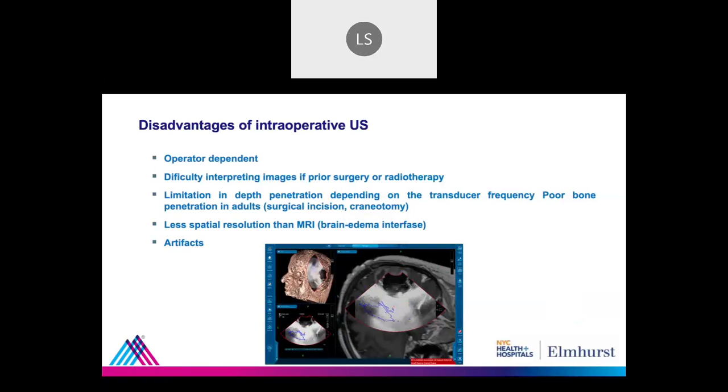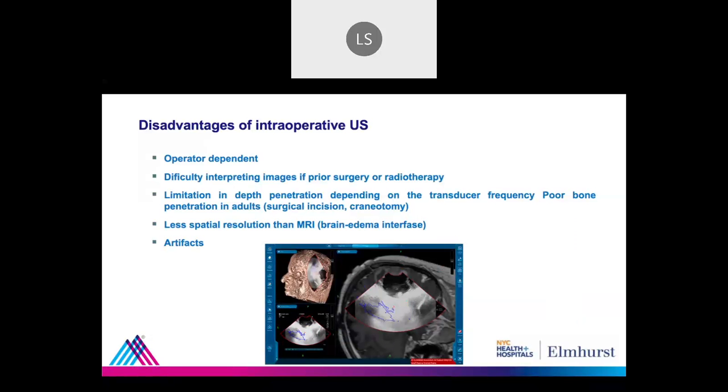And like all techniques, it also has disadvantages. In this case, it has a learning curve, right? So it's operator dependent, not just to be able to get the images, but also to interpret the images. Also, in cases that have previous surgery or radiation therapy, the same thing happens as with other image modalities such as the CT or the MRI.